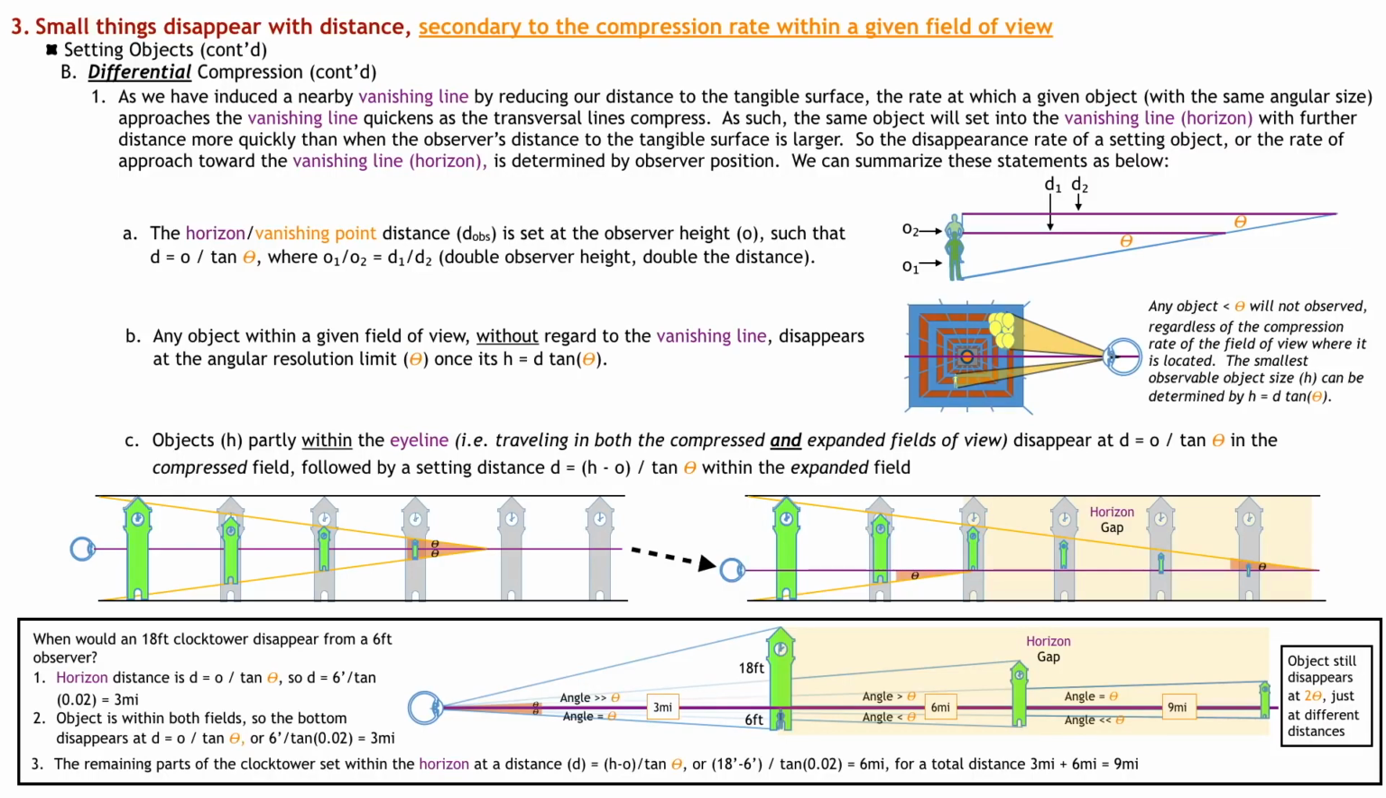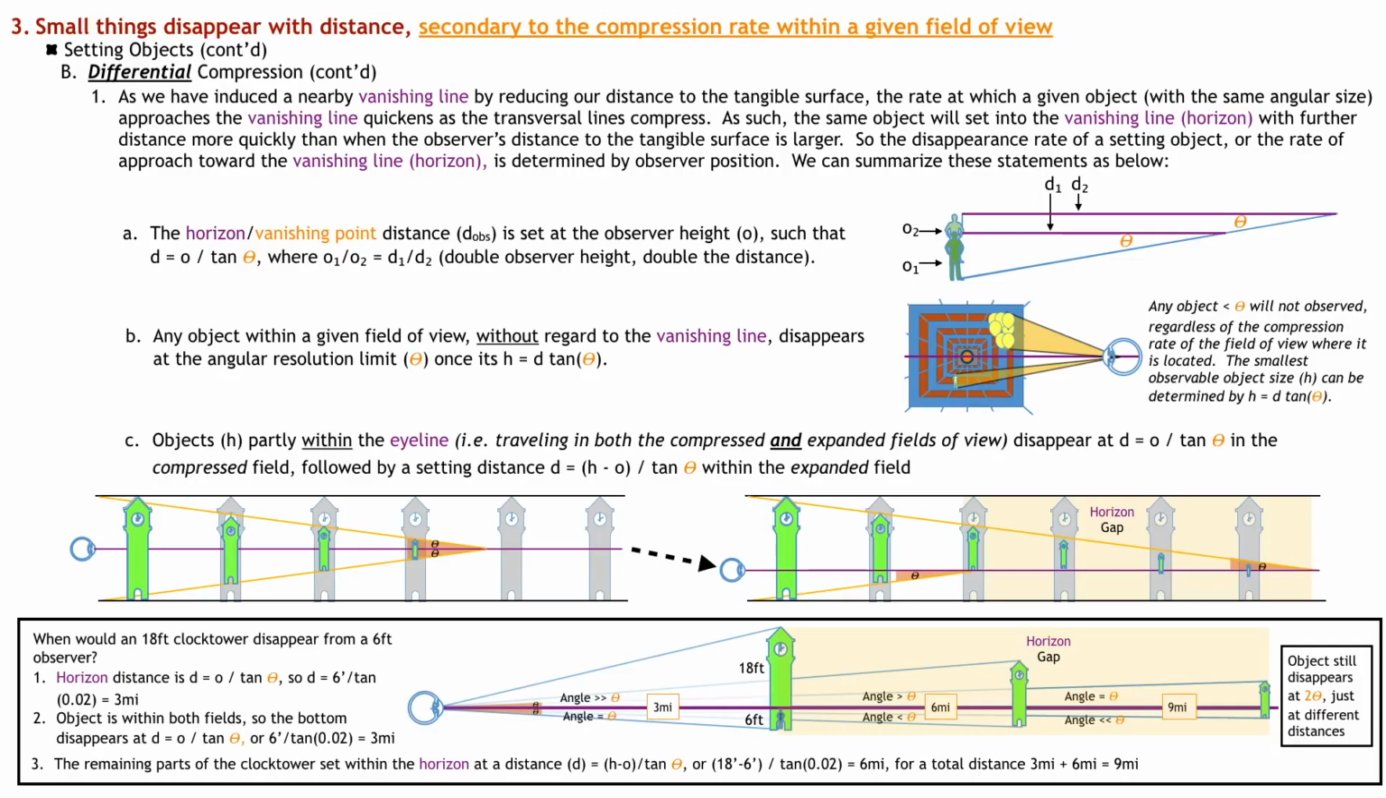So again, the object still disappears at 2 theta. It's just that it occurs at different times. So if I were within a long corridor, an 18-foot tall corridor, and was directly in the middle at 9-foot observer height, this thing would still disappear at 2 theta, which would be at 9 miles in this case. But because I've induced a lower field of view, the lower aspect sets across the horizon gap sooner, and that corresponds to my observer height, and then what's remaining of that clock tower continues to set with distance until it disappears.